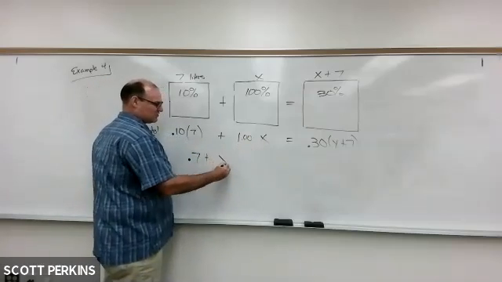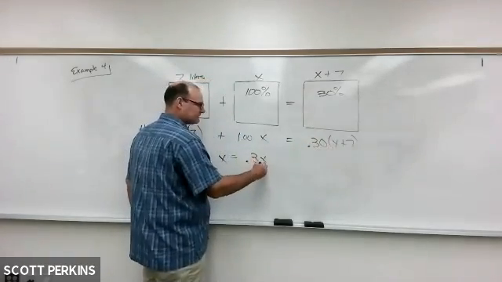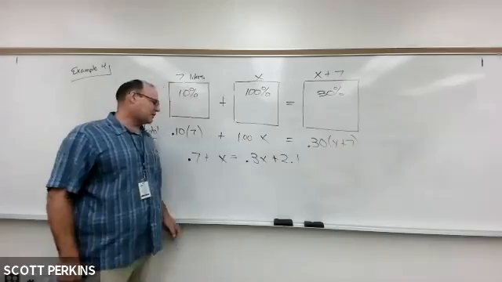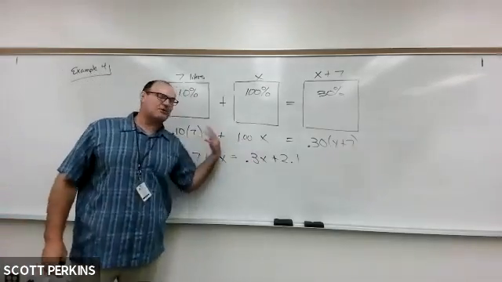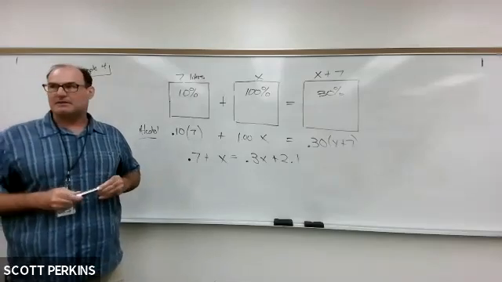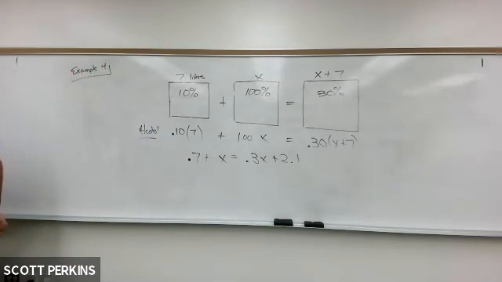1 times X is just X. 0.3 times X. And then 0.3 times 7 is 2.1. And then you're going to get all your X's on one side, your numbers on the other, and you're going to divide. Okay, the rest of that is not too big of a deal. All right, so that is our time for the day.